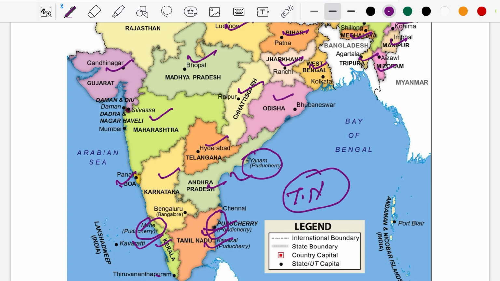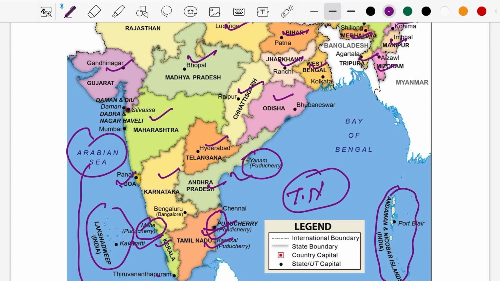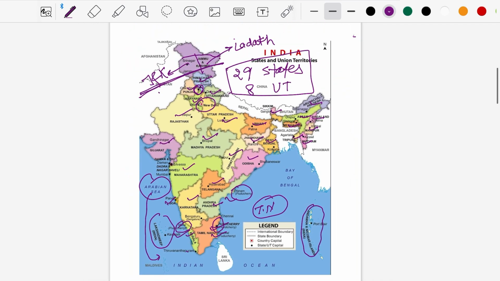Okay. Next, the other 2 Indian territories are Lakshadweep and the Andaman and Nicobar Islands. We have to understand where Lakshadweep is located. It is located in the Arabian Sea. And the Andaman and Nicobar Islands, which sea are they located in? It is the Bay of Bengal. Okay, so this much we have understood.